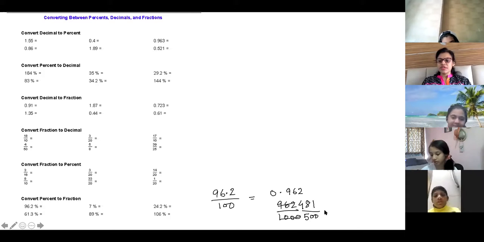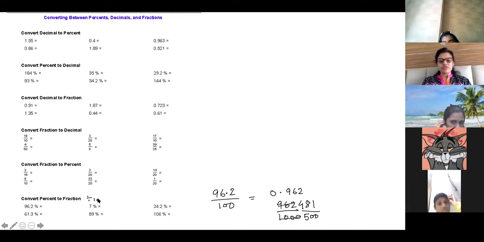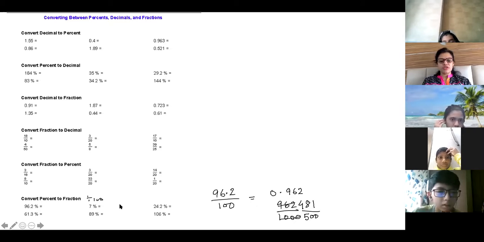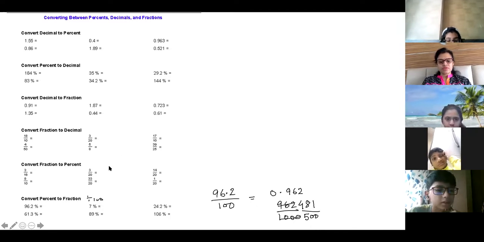Is it clear? Yes, ma'am. Is there any doubt now? I don't want to hear that we have not understood or whatever, because I have explained everything. Okay, Anas, is it clear? The method is explained. You have to divide by 100 over here and then bring it into the lowest form. Ma'am, can you explain fraction to decimal?